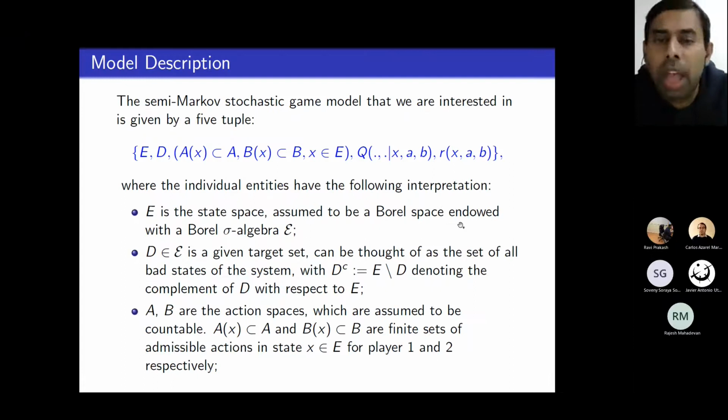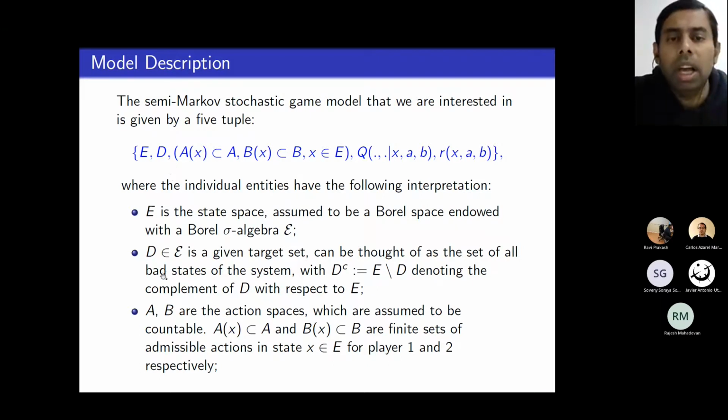So now let me start with the actual problem, the model description. What is a semi-Markov stochastic game model? It has basically 5 components, or it is a 5-tuple. Now I'll explain each of these one by one. So first of all, what is this E? This E is the state space, which we assume to be a Borel space endowed with the Borel sigma algebra script E. Fine. So this state space is basically the space in which the stochastic process will take its value. Here in this case, the stochastic process will be a semi-Markov process, so it will take values in a Borel space, which we will call E.